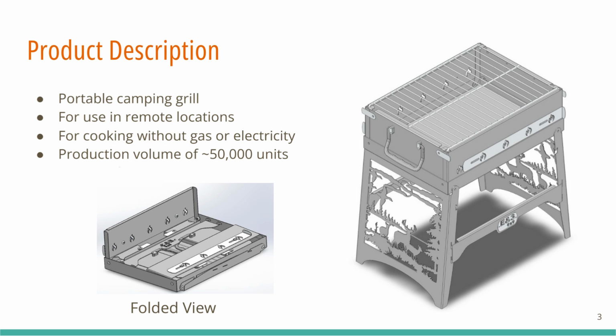Our product is a portable camping grill. We can see here in the bottom a folded view of it all stored up. You can see on the right hand side it's all put together and ready for use to cook some food. And it doesn't require gas or electricity. And we estimated the production volume of around 50,000 units.